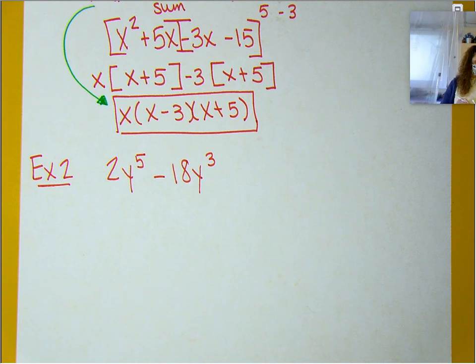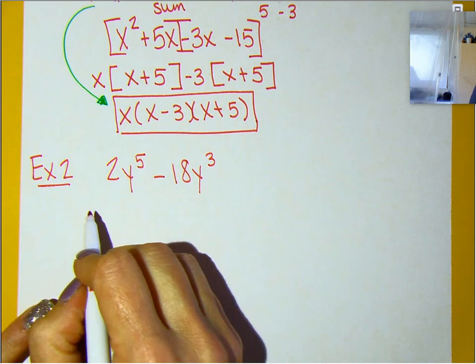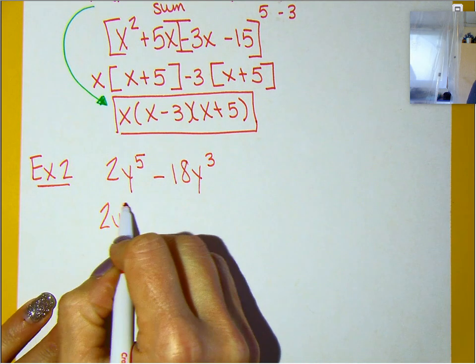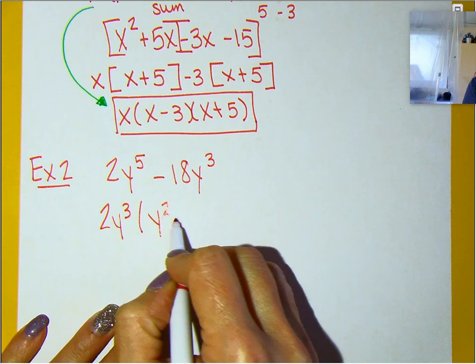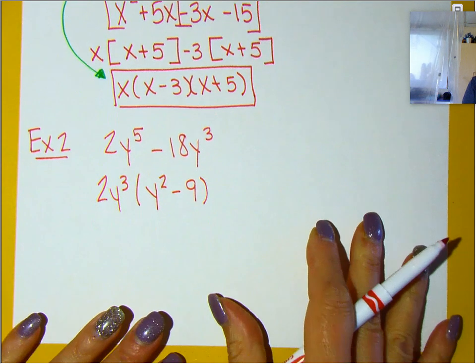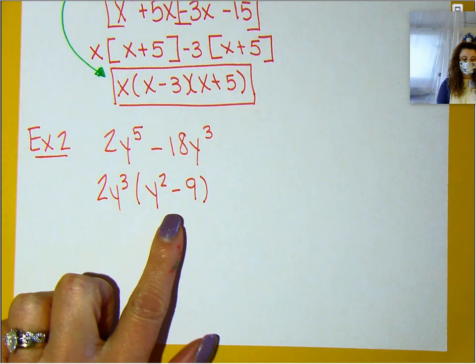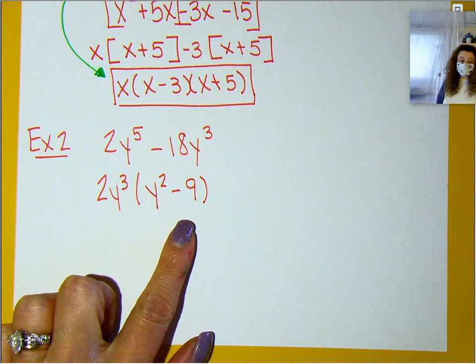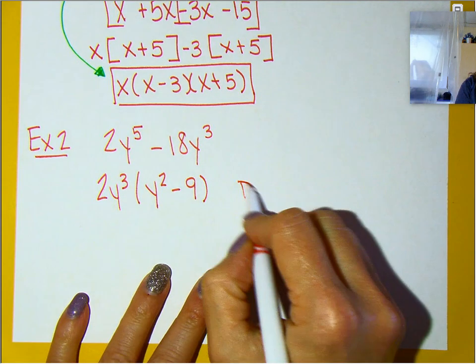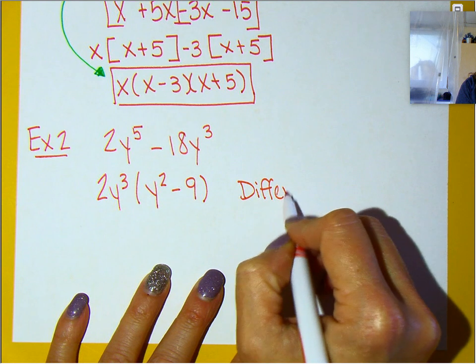All right, what did you use for your common monomial? 2y. Good. Which leaves us with y squared minus 9. Perfect. Okay, does that y squared minus 9 look like it could be something? It is. Go back and remember, difference of squares.